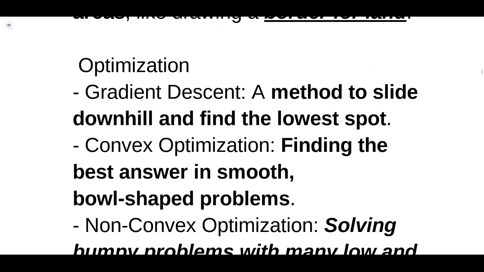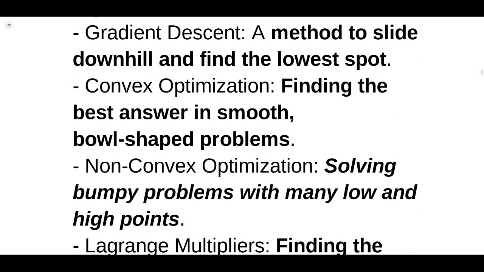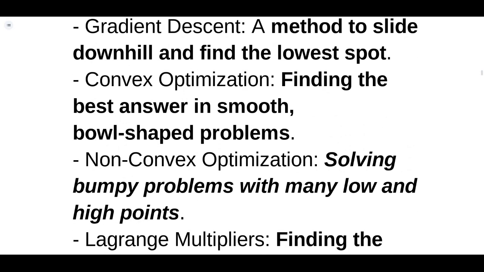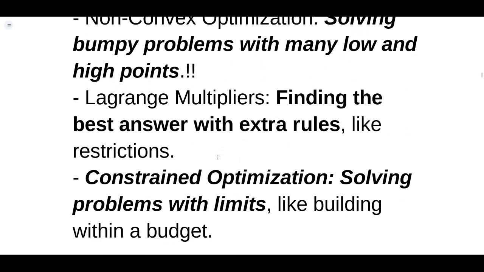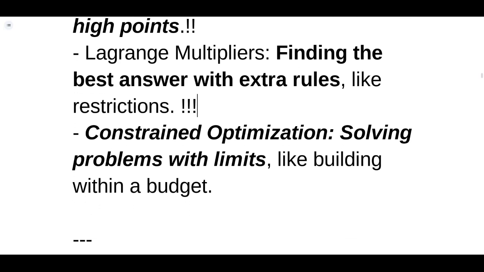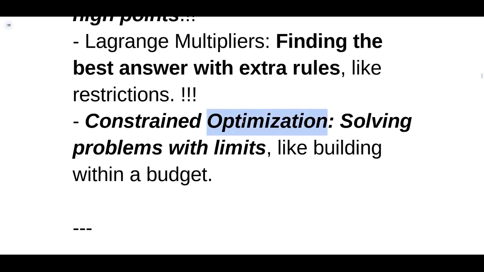Optimization, gradient descent, a method to slide downhill and find the lowest spot. Convex optimization, finding the best answer in smooth bowl shaped problems. Non-convex optimization, solving bumpy problems with many low and high points. Lagrange multipliers, finding the best answer with extra rules. Constraint optimization, solving problems with limits.